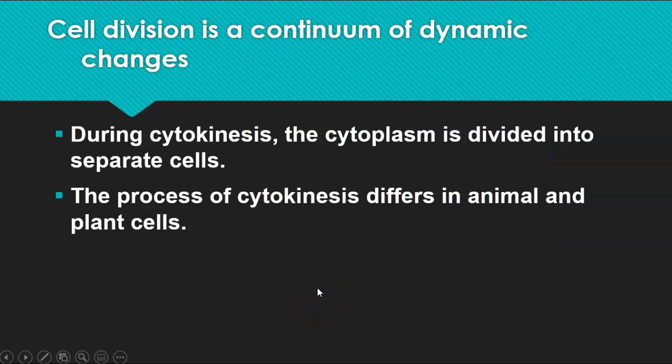During cytokinesis, that's when the cytoplasm gets separated, and there's a couple of different ways it happens depending on whether you're talking about plant cells or animal cells. There are other things other than plants and animals, yes, but those are the main things we talk about when we talk about cell division.